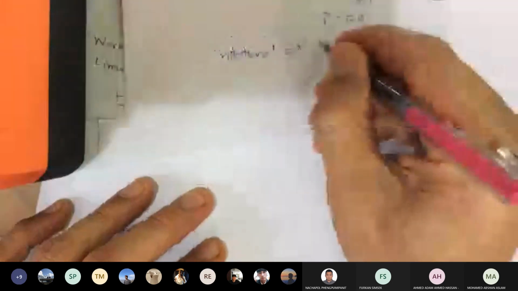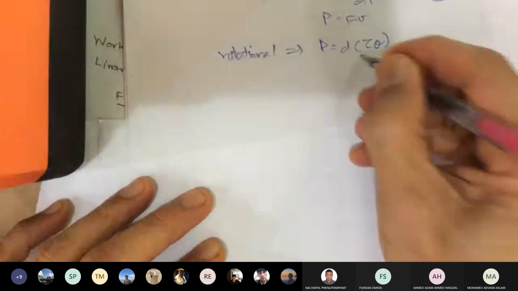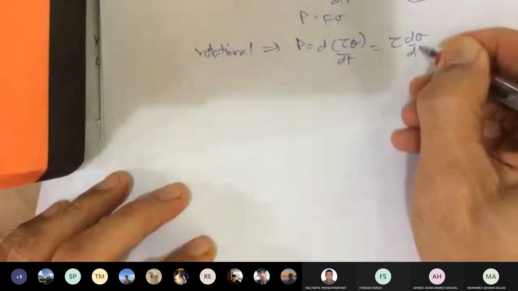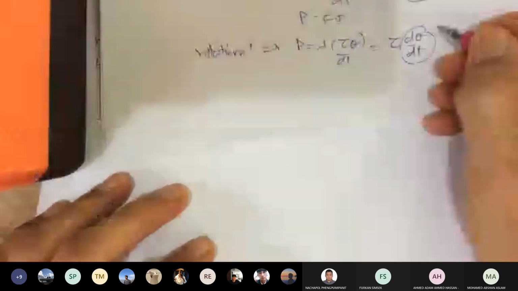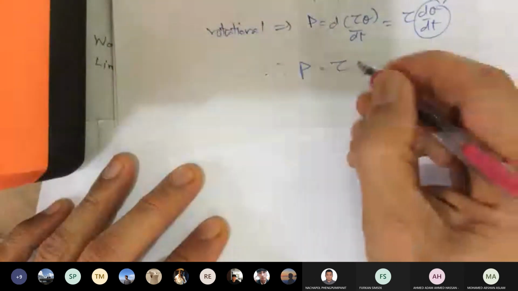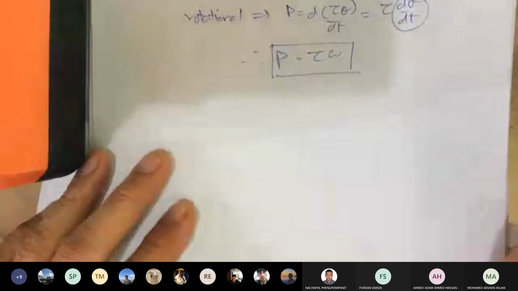Again, we repeat that. P is torque times dθ by dt. So it's τ dθ by dt. And again, here, this is omega. So our concern is power is equal to τω. So this is an important equation for us.